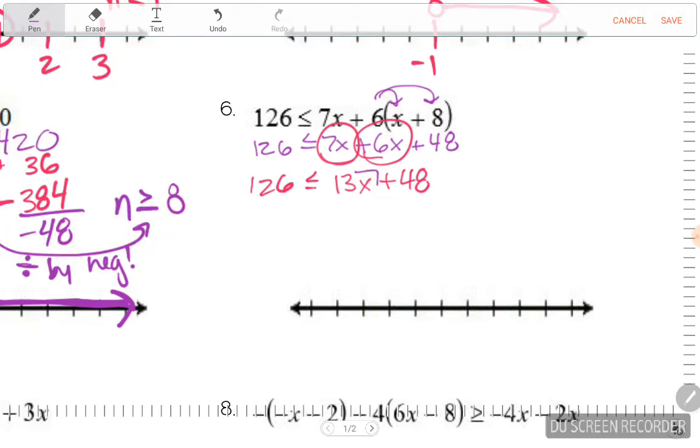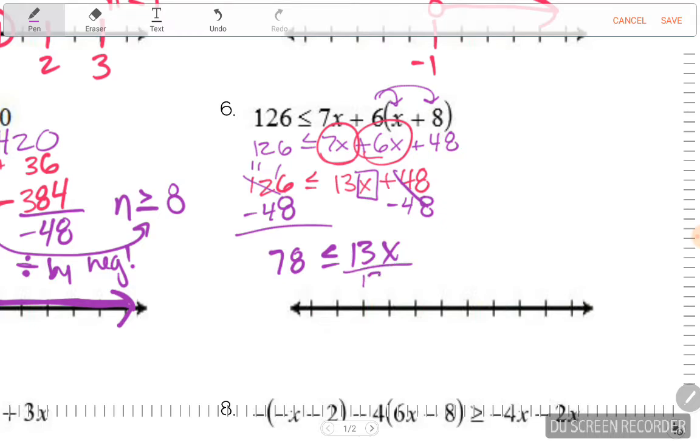Now I focus in on the x that I'm solving for. I need to get 13 and the 48 away. 48 is less attached, so I subtract from both sides. 126 minus 48 is going to give me, oh, sorry, 11 minus 4 is 7. So 78. So if 78 is less than or equal to 13x, to get x by itself, I divide both sides by 13. These are going to cancel.